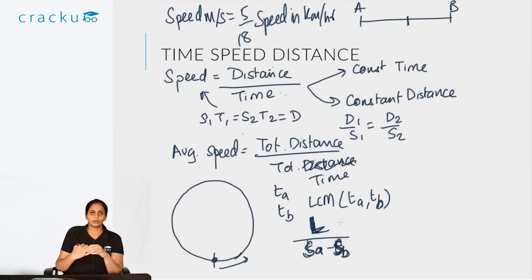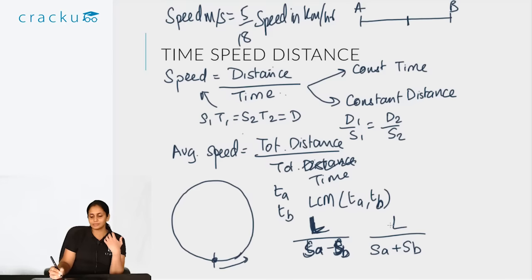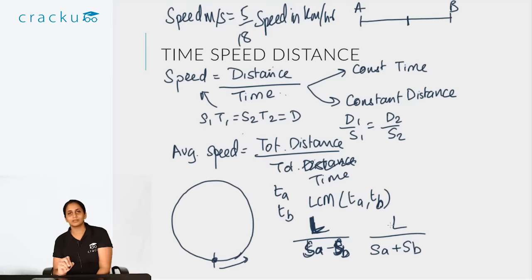Now suppose they're running in opposite directions. They'll be moving towards each other, so we add the two speeds to each other. The length of the track divided by the sum of the speeds will give you the time taken by them to meet for the first time.